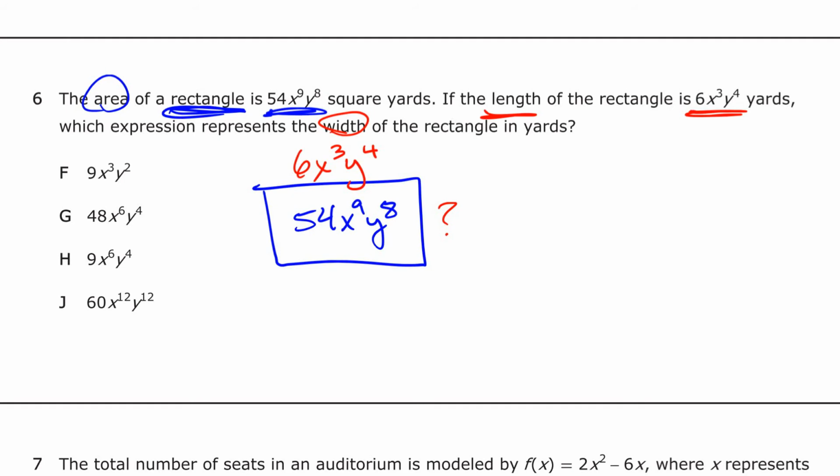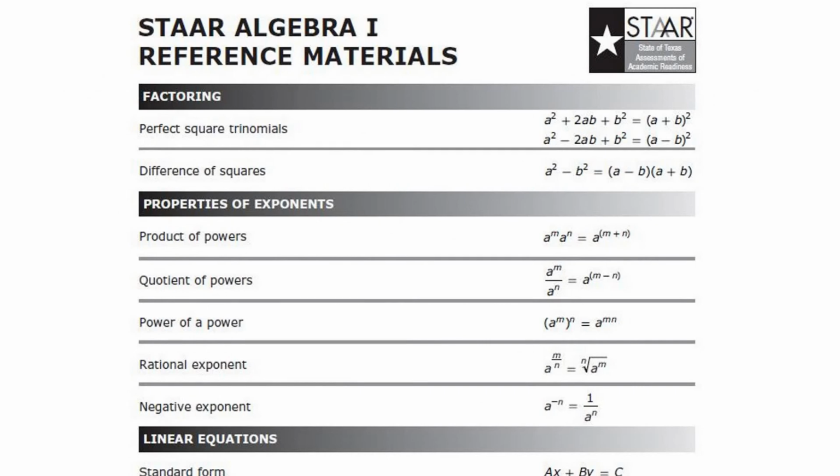So we're looking for this side here. Since we know you're going to do base times height, or length times width, in order to get area, we're now going to go backwards. So we're going to be dividing instead of multiplying. The way we would set that up is by having 54x to the 9th, y to the 8th, and we are going to divide that by 6x to the 3rd, y to the 4th. You know from your formula chart, let's pull that up. We're looking in the properties of exponents section. We're dividing. So what does it say we do with our exponents? We're going to subtract.